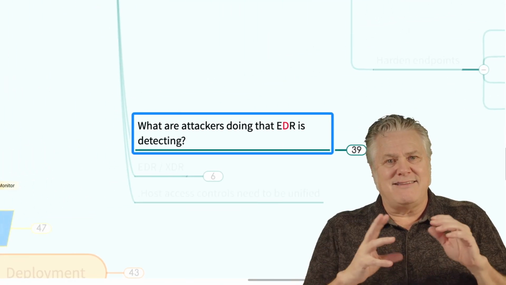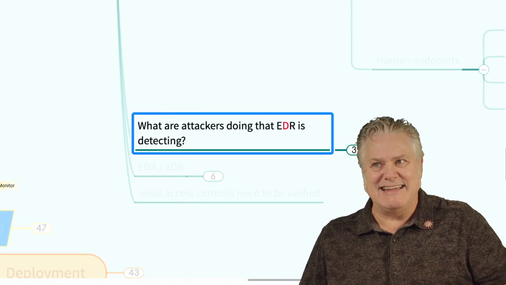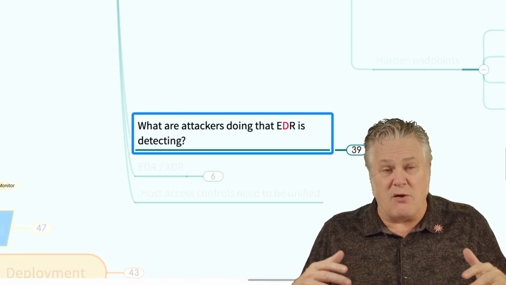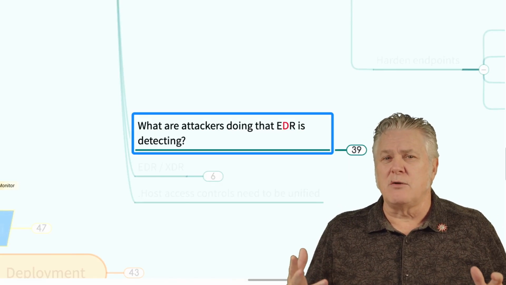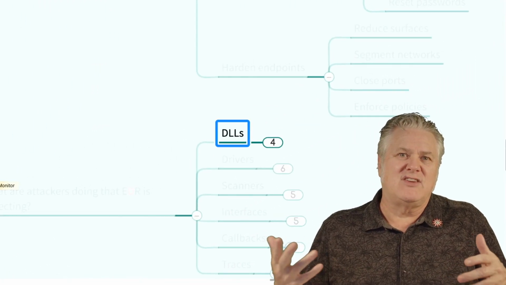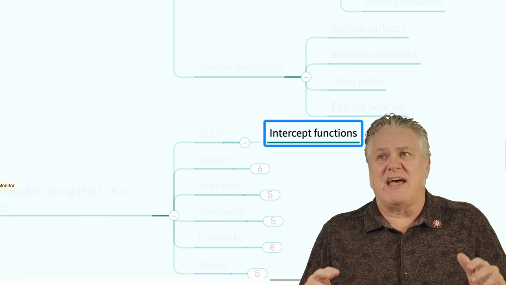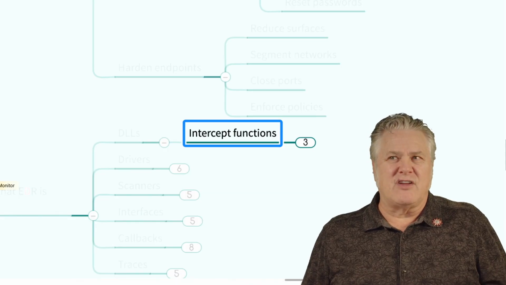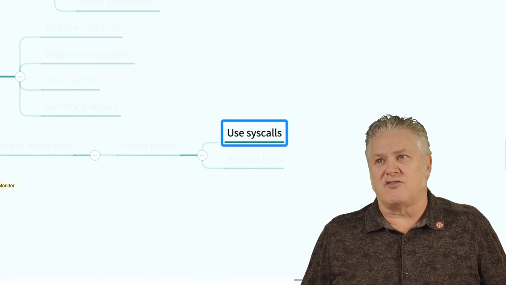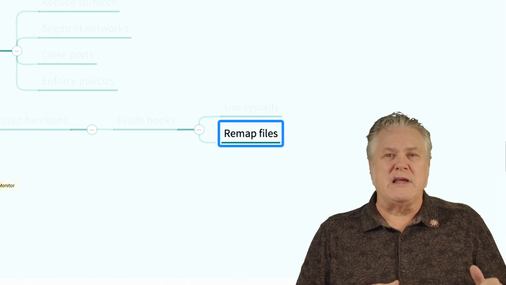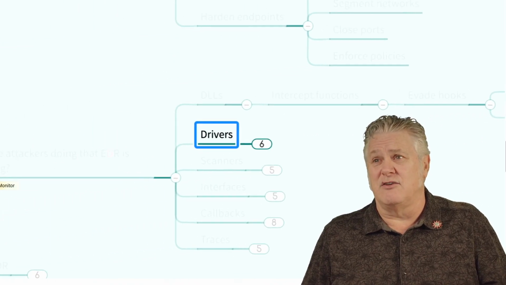Now, that tells us what it does. Let's talk about that D in EDR here. What are the attackers attacking, and what are we detecting in there? Now, this gets a little bit more complicated and a little bit more deep into the operating systems themselves. On a Windows machine, when attackers attack DLLs, they're going to intercept functions, okay? They're going to try to evade what are called the hooks. They're going to use syscalls, and they're going to remap files in a lot of cases, make them do something that they were never intended to do.